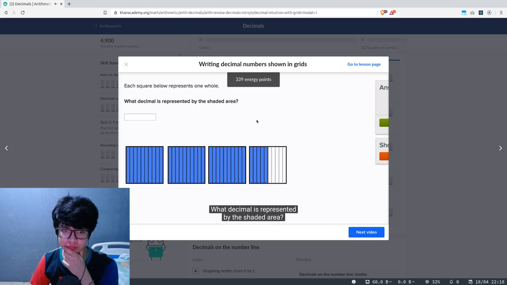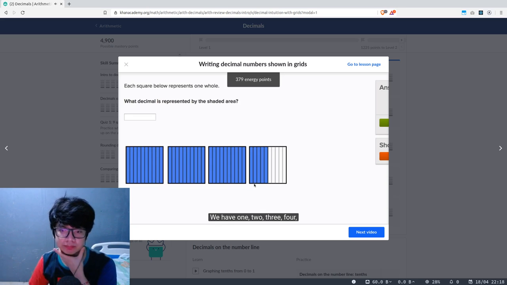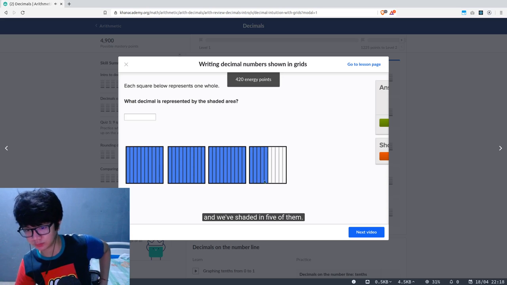Same thing, what decimal is represented by the shaded area? So we have three wholes, and then this whole is divided into tenths. Now it's divided into these vertical bars. We have 1, 2, 3, 4, 5, 6, 7, 8, 9, 10 vertical bars. They're equal, so it's divided into tenths, and we've shaded in five of them.